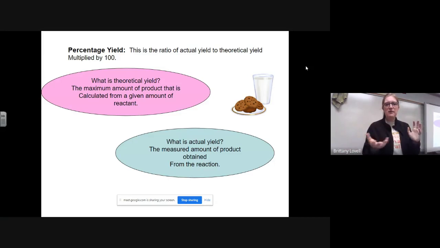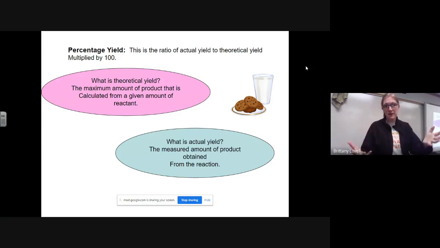I give this example every year because it's the one that it always makes me think of. If you ever go make cookies from a mix, or if you just get one of those big tubes of cookie dough, it may say on there that it should yield, if you do it right, 3 dozen cookies or something like that. Okay, now that's the maximum theoretical yield. That's what somebody has said, that if you make them in these perfect proportions and you do it just right, you should end up with 3 dozen cookies.